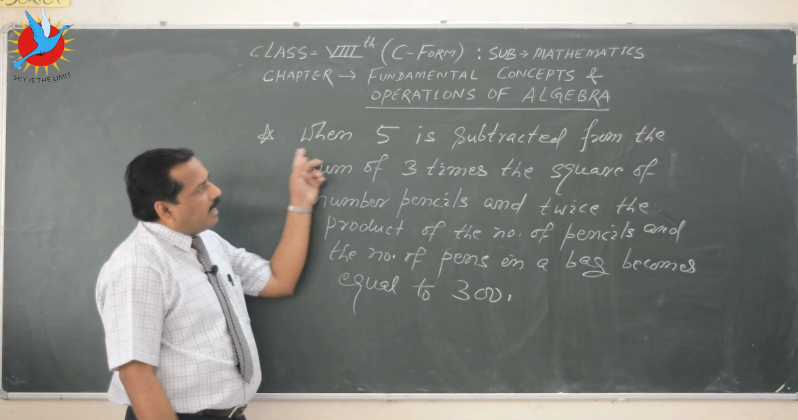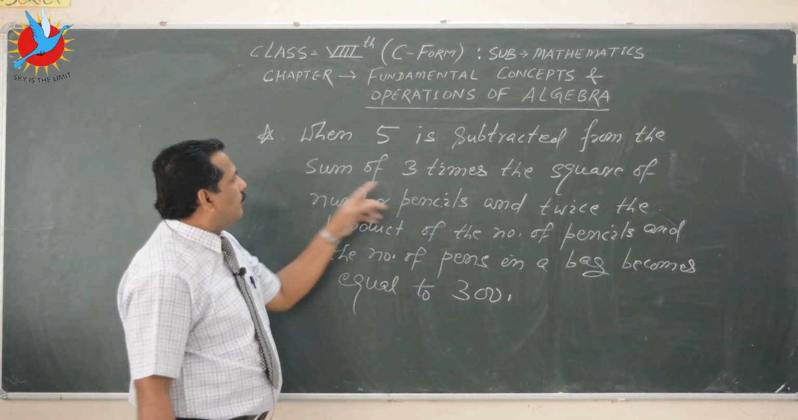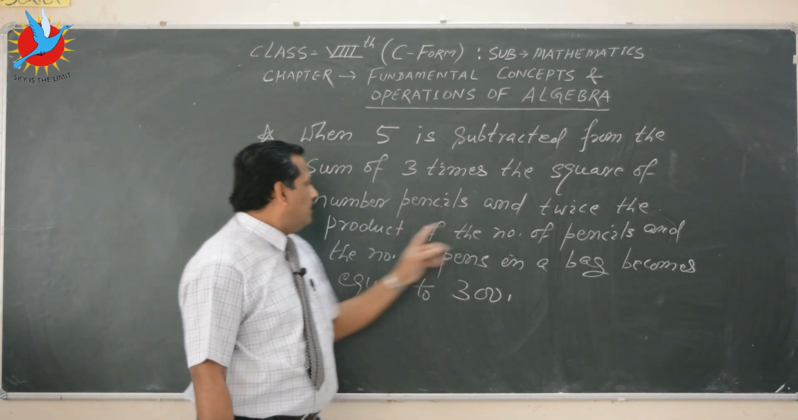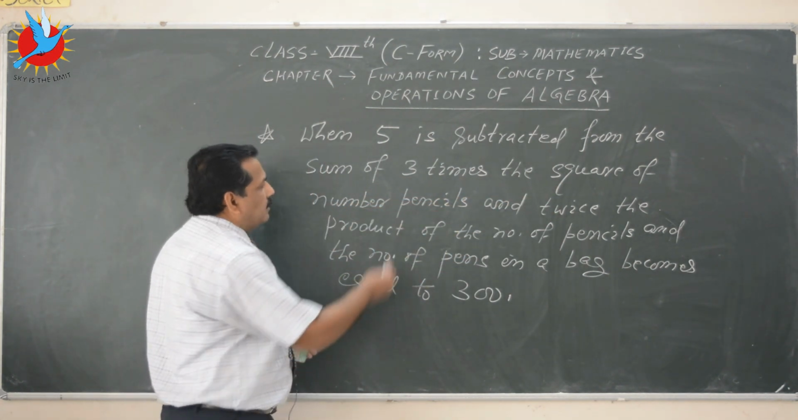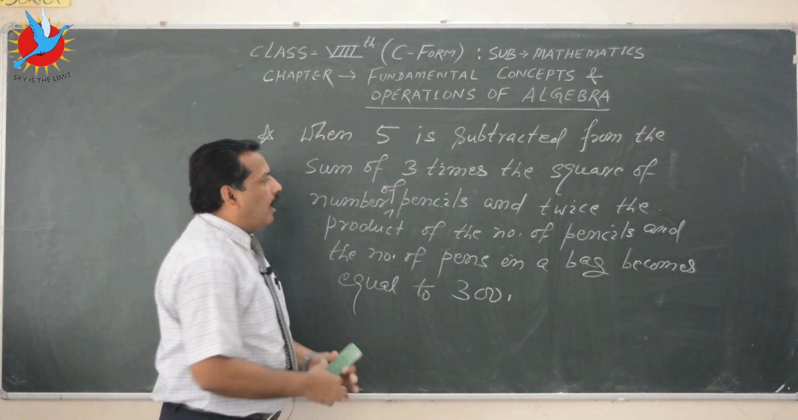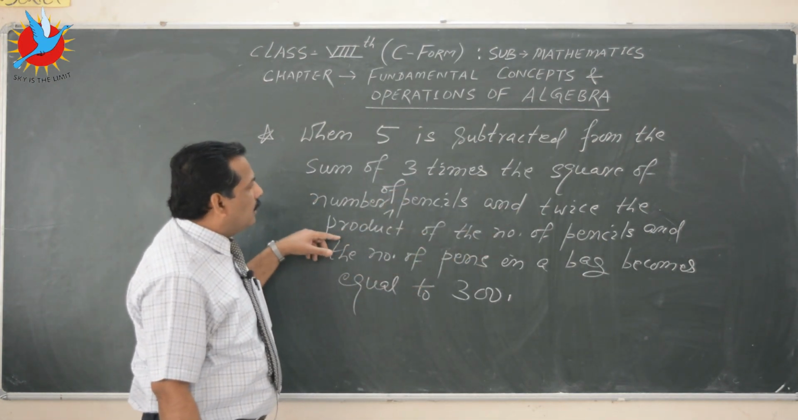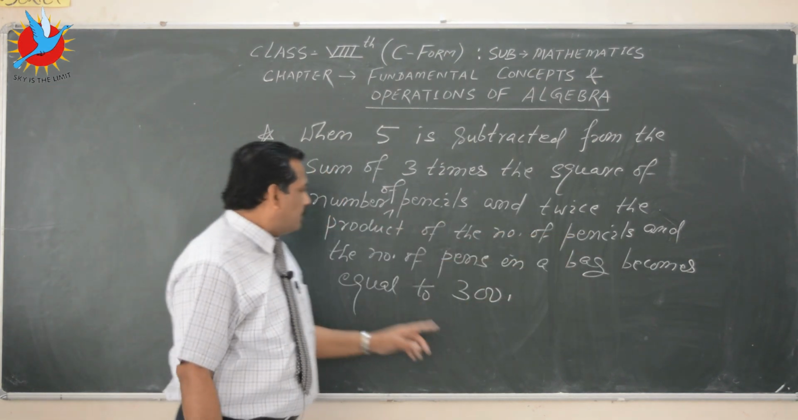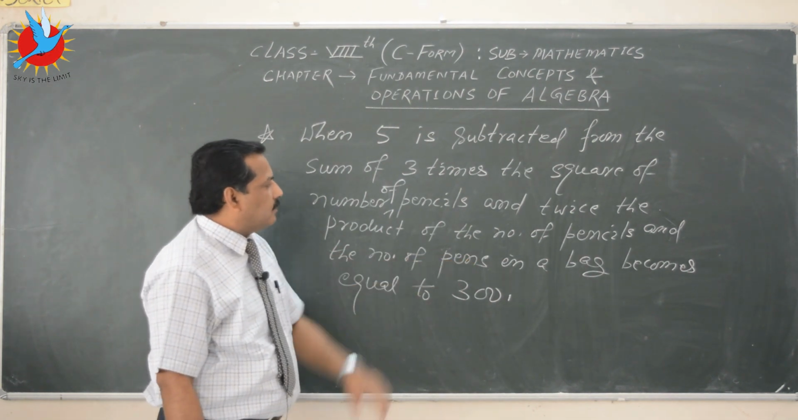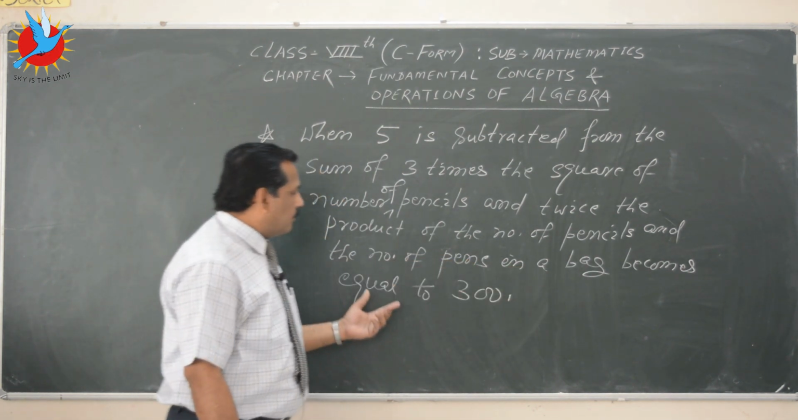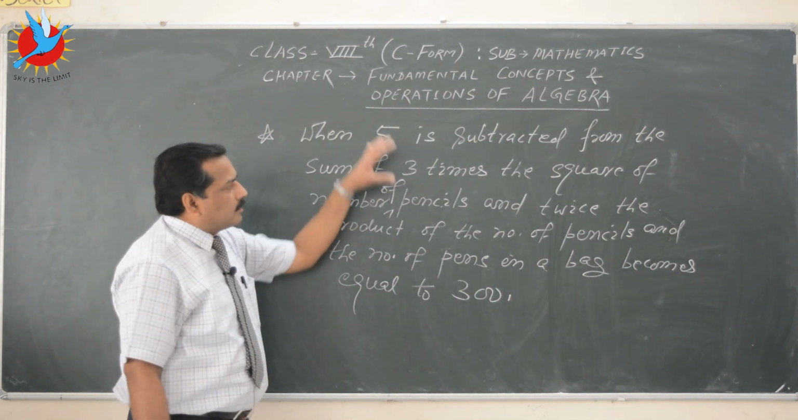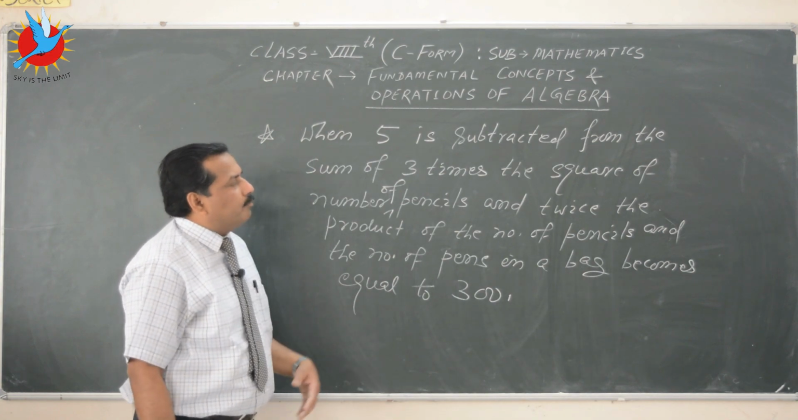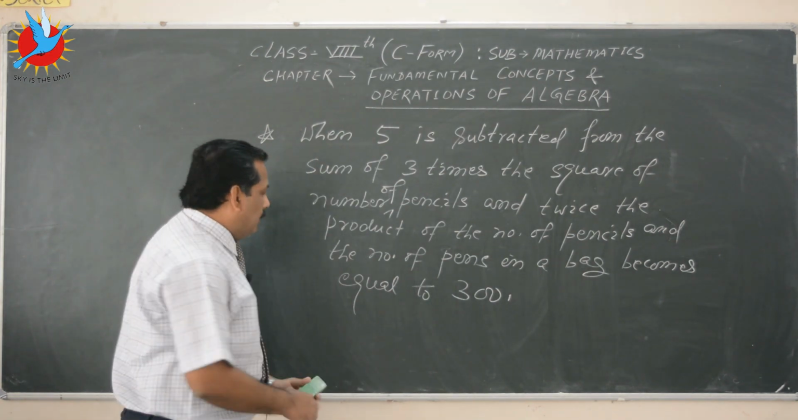So when 5 is subtracted from the sum of 3 times the square of number of pencils and twice the product of the number of pencils and the number of pens in a bag becomes equal to 300. This is a long statement. How to code it in mathematical form? Let us start it.